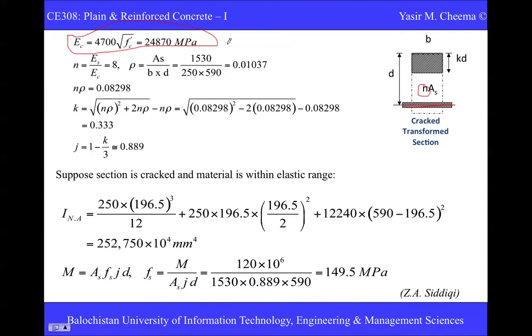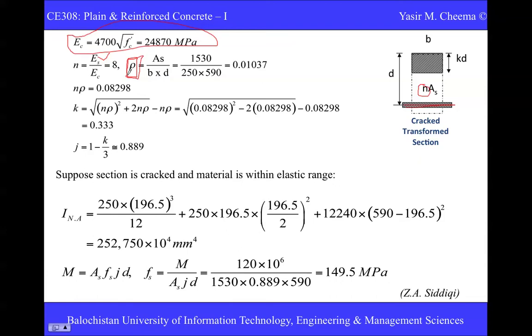So I taught you the modular ratio. You are very familiar with the modular ratio. So once you find the modulus of elasticity of steel and the modulus of elasticity of concrete, you can easily find the modular ratio. And here one thing more that we are going to find is the steel ratio.